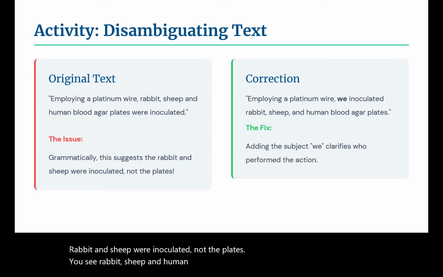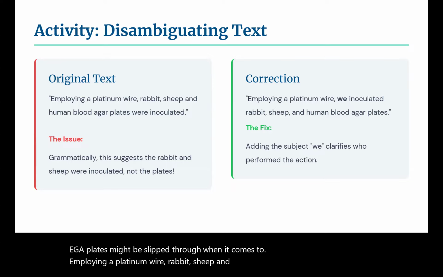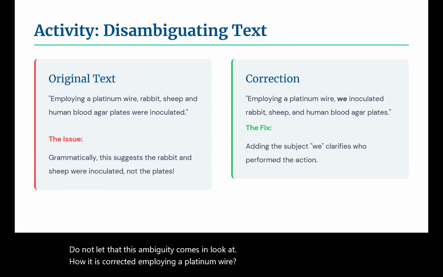Now you see, agar plates might be slipped through when it comes to employing a platinum wire. Rabbit, sheep, and human blood were inoculated. You see? Do not let this ambiguity come in. Look at how it is corrected. Employing a platinum wire, we inoculated rabbit, sheep, and human blood agar plates.